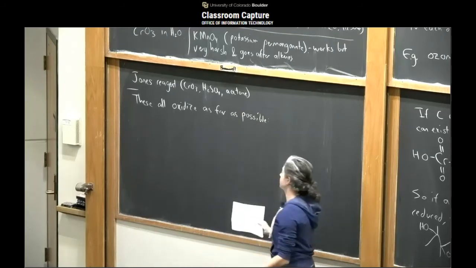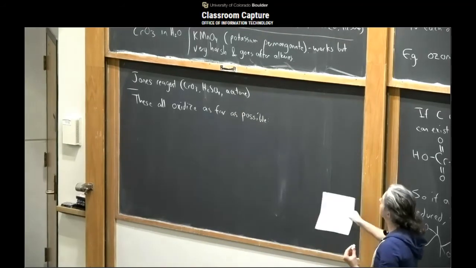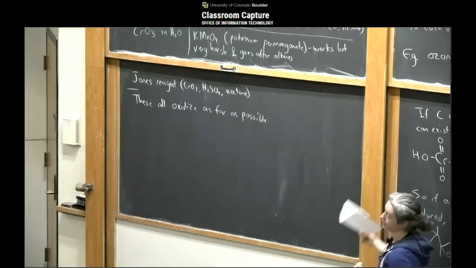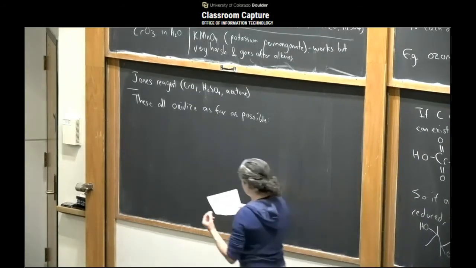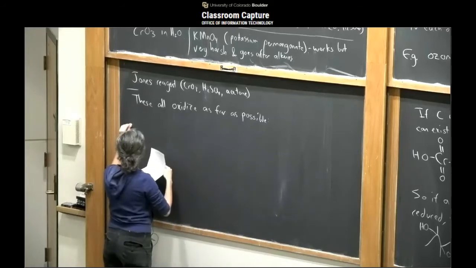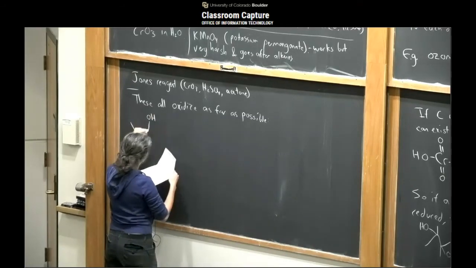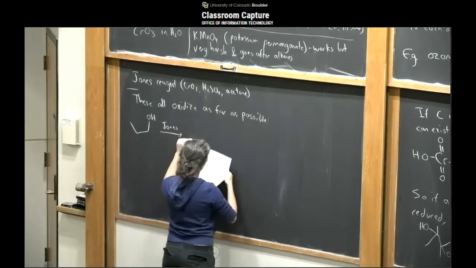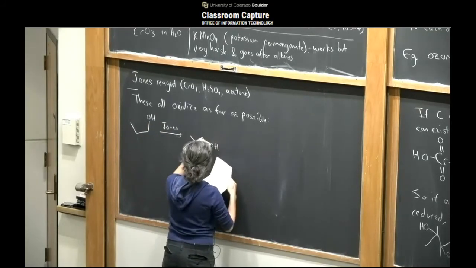So these will all oxidize your alcohol as far as they can. Like in this roadmap I have up here, they'll all go as far to the right as they can for that molecule. So if you start with a primary alcohol, something like this, they'll take that all the way to the carboxylic acid.